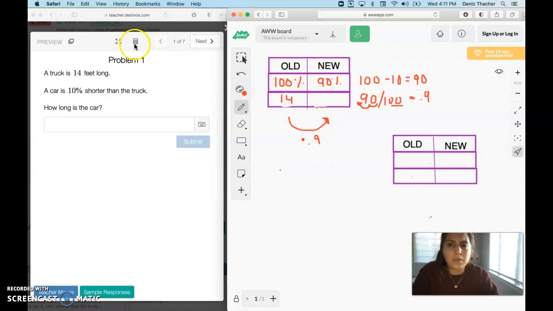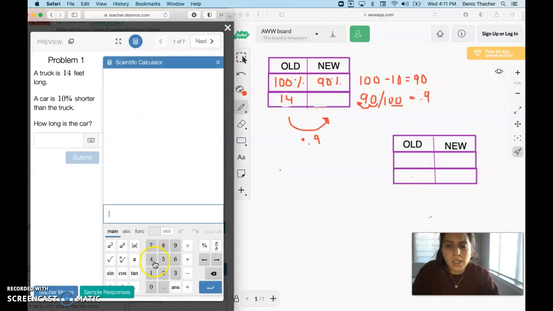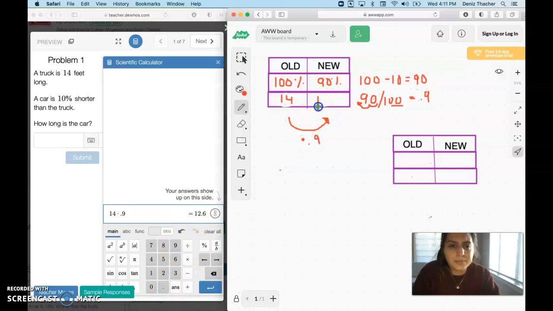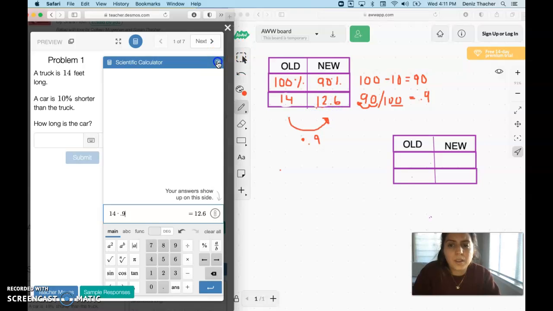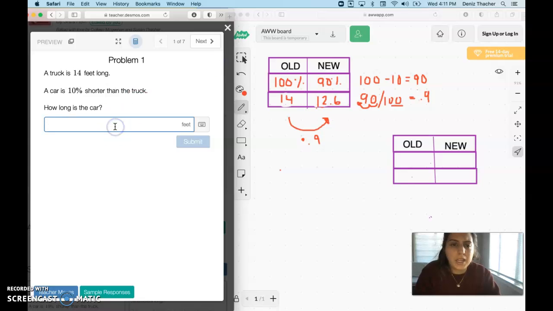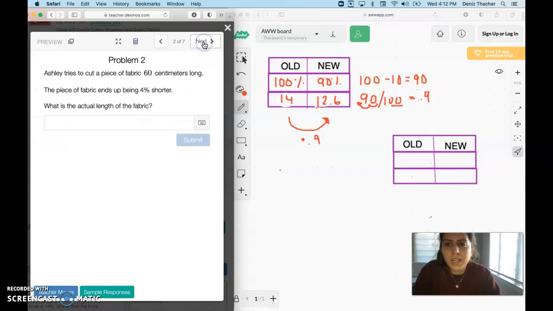So I can take my calculator right here, and I can multiply 14 times 0.9, and that will give me 12.6. So that means you could plug in your answer here. 12.6 is how long the car is. Let's take a look at the next problem.